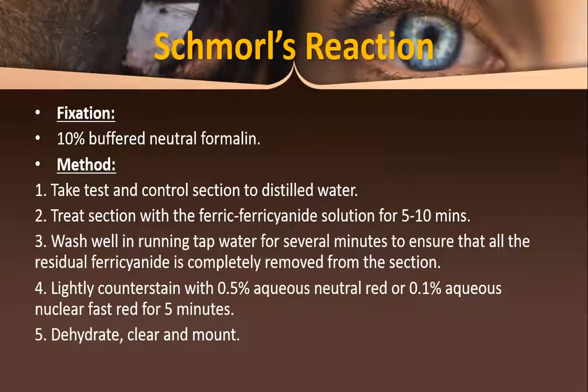Then another technique is the Shimori reaction. In the Shimori reaction, 10% buffered neutral formalin is used as a fixative, which means there is no special fixative requirement. If the tissue is fixed in formalin, as we normally do in routine histopathological examination, we fix the tissue in 10% buffered neutral formalin. Then we take the section. The first step is to take test and control sections to distilled water.